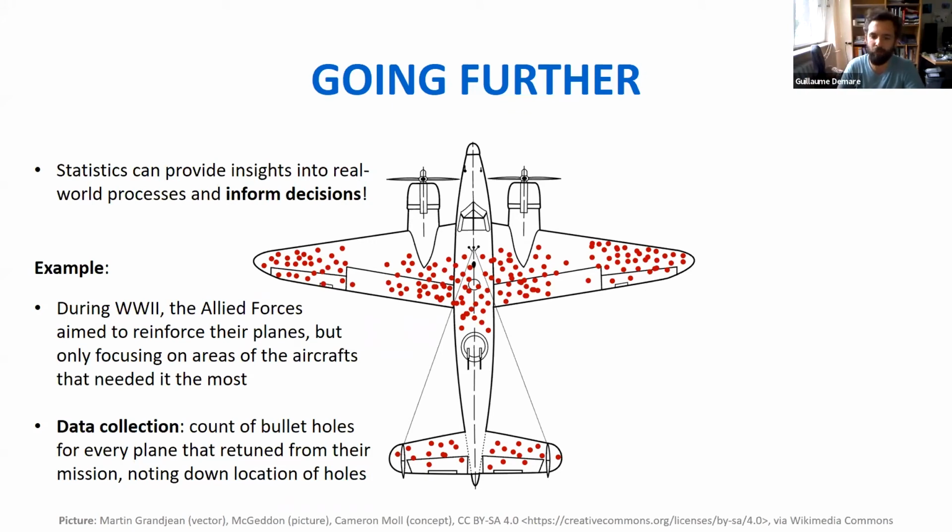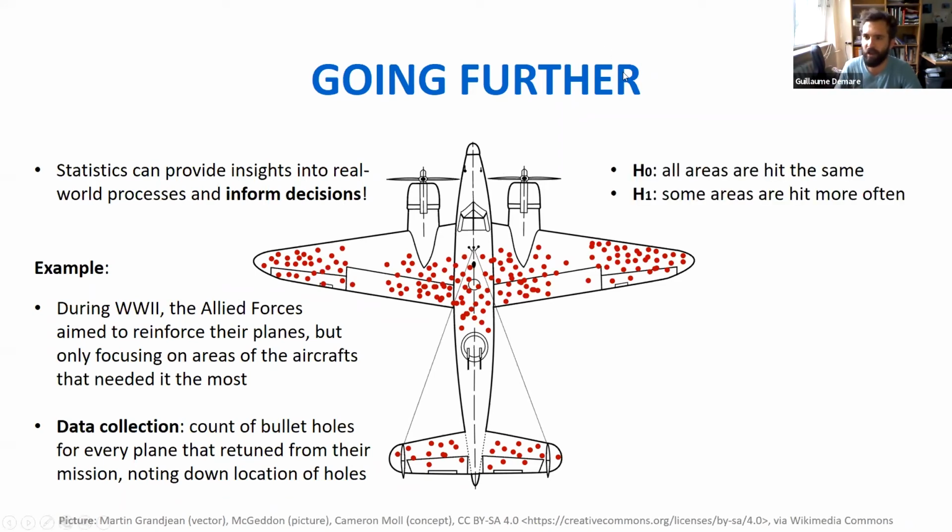For every plane that returned from their mission, people counted the number of bullet holes on the plane, noting down the location of the holes. Okay, cool. So we have data, and we're going to do a test. For this kind of test, I'm not going to go into details, but you might do, for example, a chi-square test to check: are all the bullets spread evenly on the plane, or are some areas affected more than others?